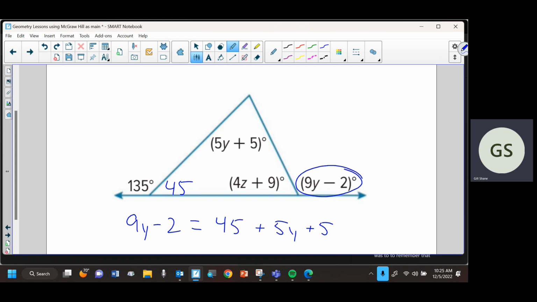So the 135, what's that supposed to do? The 45 on this side? Yeah, because the reason they give you this is so you can get this. And now that you have this, you can say these 2 interior angles add up to the exterior. Because they're on the opposite side, right? Yeah, on the opposite side.